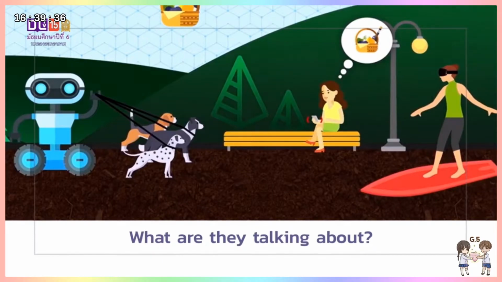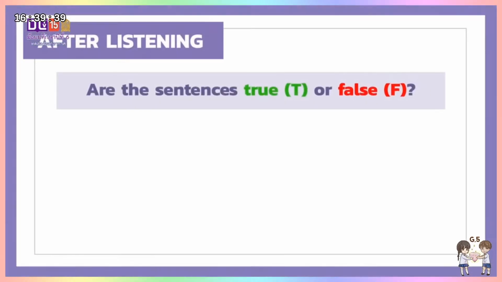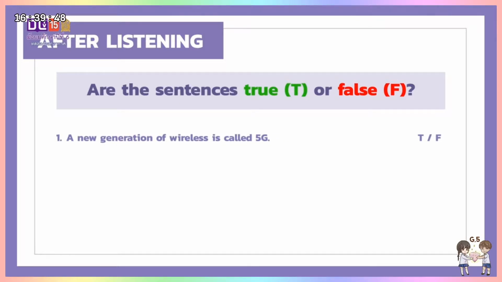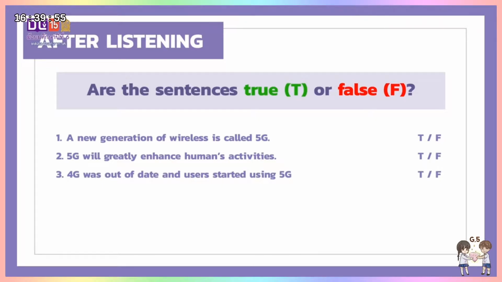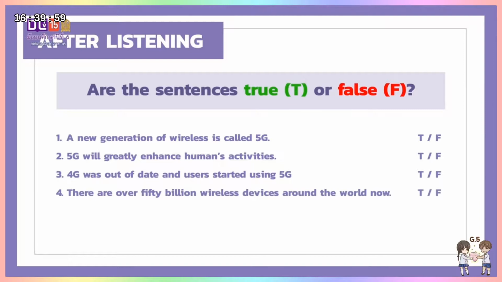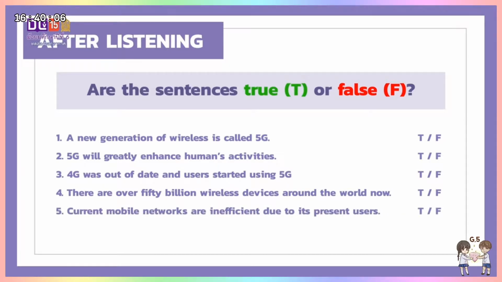There are 10 questions here. The first 5 will be true or false questions. Take a look at it and look for the keywords that help you answer the questions. 1. A new generation of wireless is called 5G. 2. 5G will greatly enhance human activities. 3. 4G was out of date and users started using 5G. 4. There are over 50 billion wireless devices around the world now. 5. Current mobile networks are inefficient due to its present users.